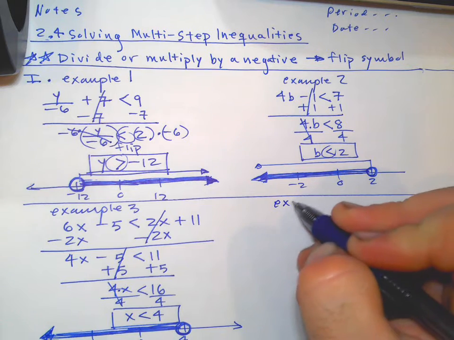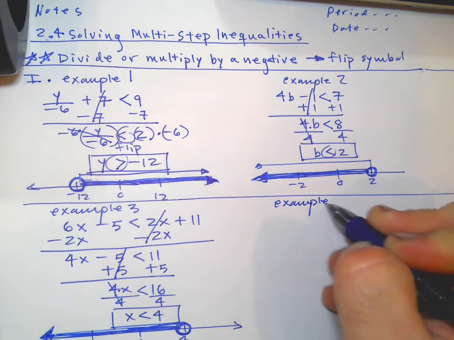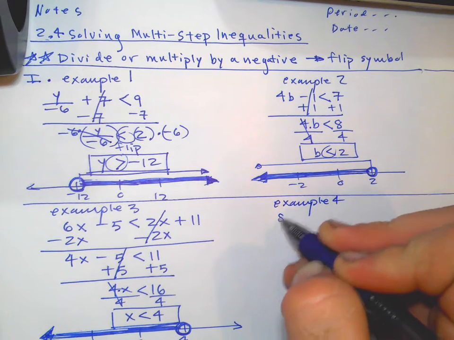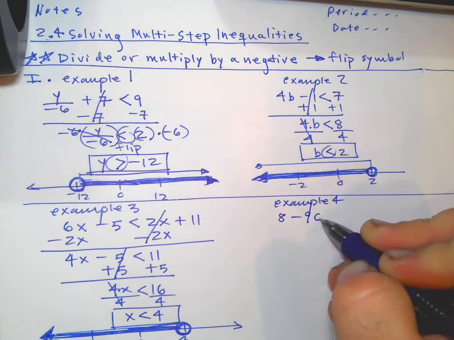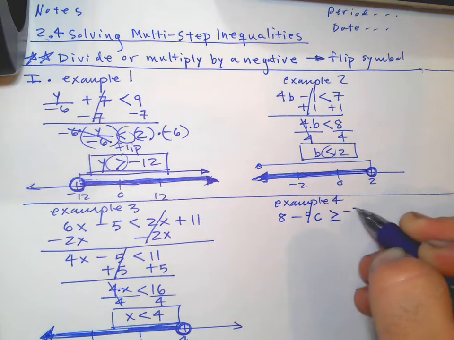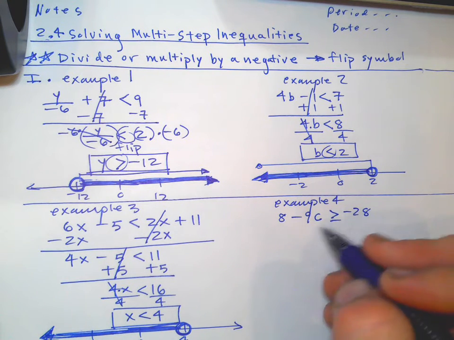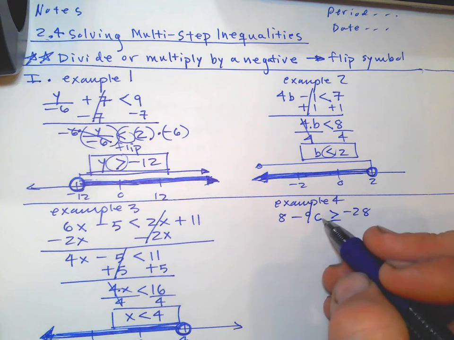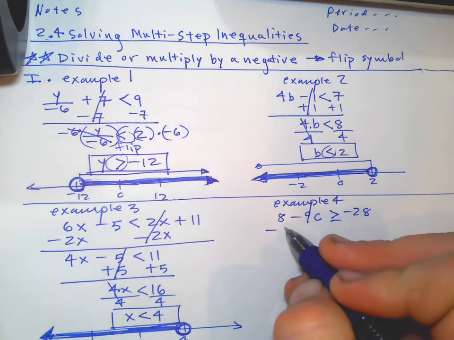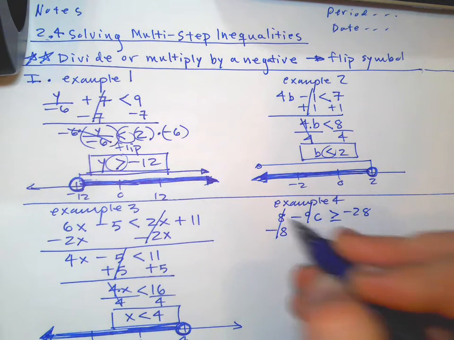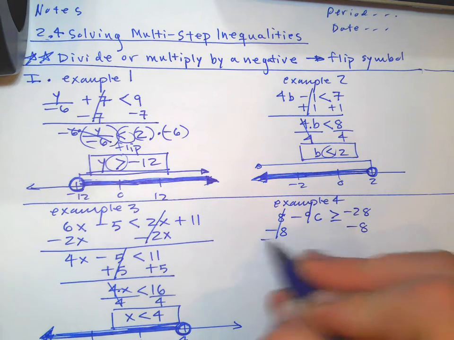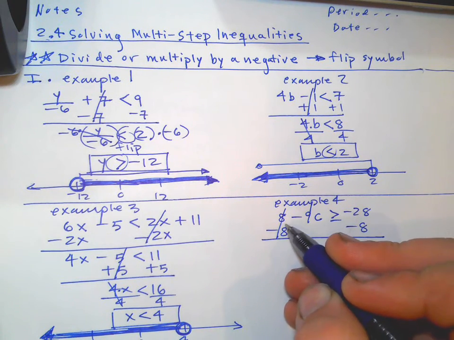Okay, example 4. 8 minus 9c is greater than or equal to negative 28. So we're ready to go. The variables are together, and then we want to get that variable by itself, isolate it. So we're going to get rid of addition and subtraction. Now it's positive 8, so you subtract 8, okay? Some people think they need to add 8 because they see a negative.